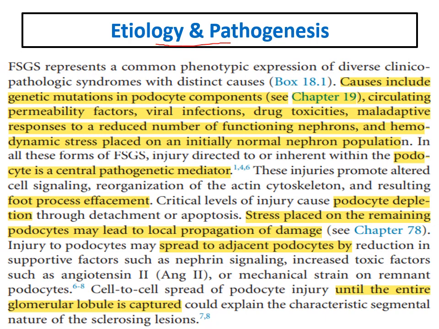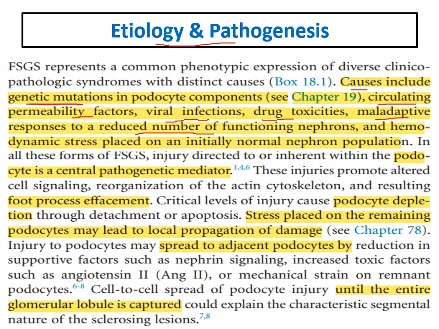What about the etiology and the pathogenesis? As any glomerular disease, it might be primary or secondary. Causes include genetic causes, or genetic mutation plays an important role in FSGS. We will talk about circulating permeability factors in FSGS. Also, viral infections are a common secondary cause for FSGS. Drugs, main adaptive responses to a reduced number of functioning nephrons. And we will talk about these, which are all known or recognized causes for secondary FSGS.